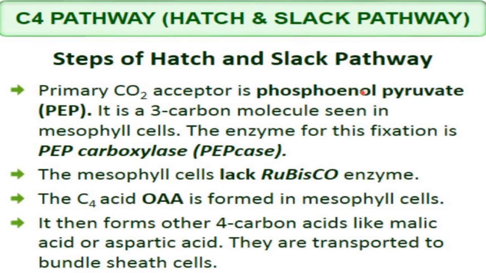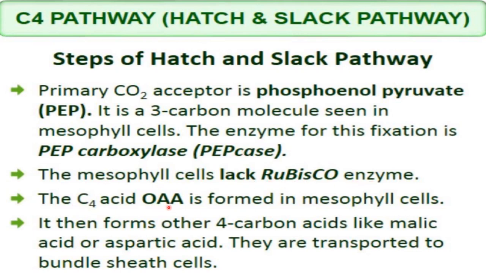In the C4 pathway it is phosphoenol pyruvate, also called PEP, and this PEP is a 3 carbon molecule which is found in mesophyll cells. The enzyme for this fixation is PEP carboxylase, also called PEPcase. The mesophyll cells of C4 plants lack the Rubisco enzyme; Rubisco is not present in these cells.